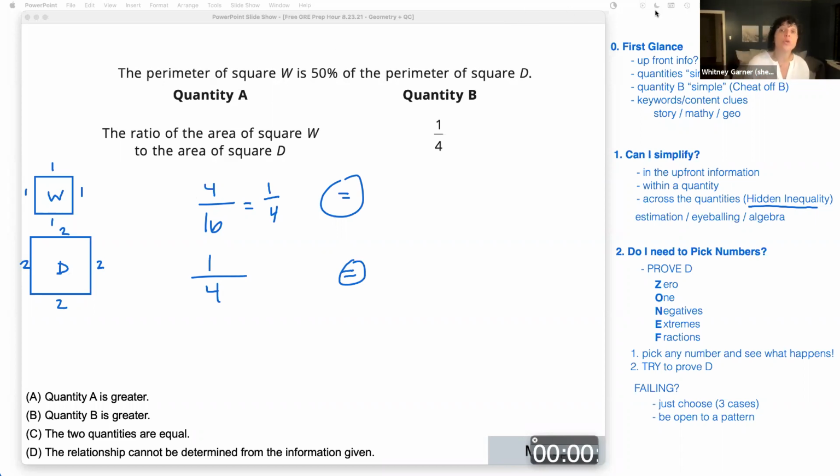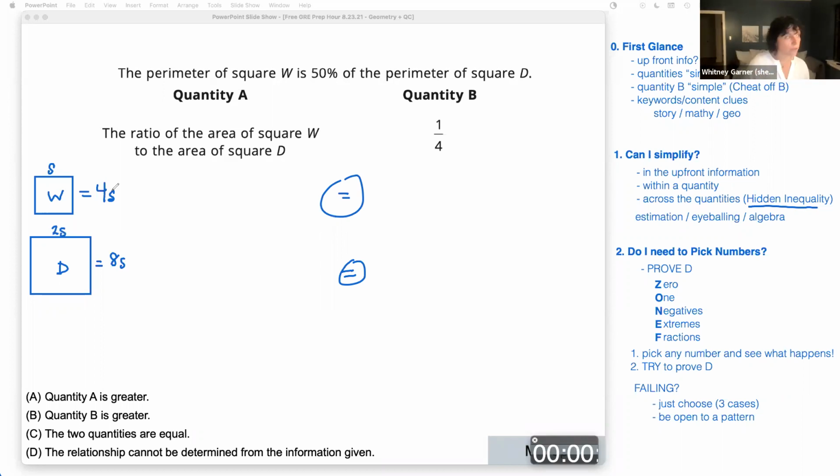Something else I can do, though, is that the perimeter is side plus side plus side plus side. So that's 4S. Whatever this thing is, the perimeter of W is 4 times the length of the side. I'm going to leave it as S for right now. The perimeter of D is going to be double that, so 8S. Now what I want to remember is that the length of each side is going to be equal. I have 4 sides, so in this case the length of each side was S. In this case, the length of each side is going to be 2S.